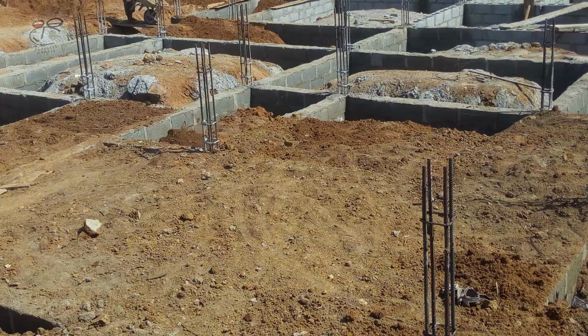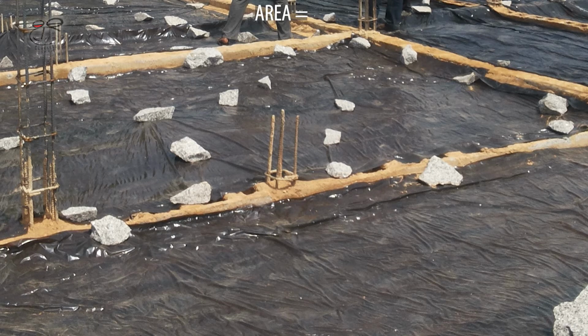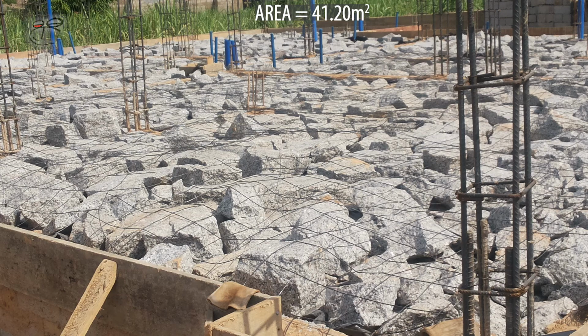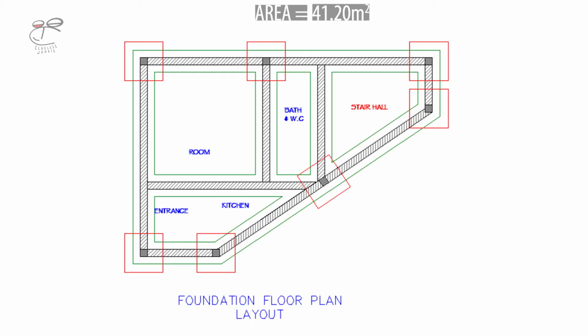So for the damp-proof membrane, to get the total amount needed, you just have to get the area of the building plan, and in this case we've got 41.2 meters square as the area. So we're going to make provisions of buying damp proof that will cover such area. And do the same for the British reinforced concrete mesh, BRC mesh, and all that.